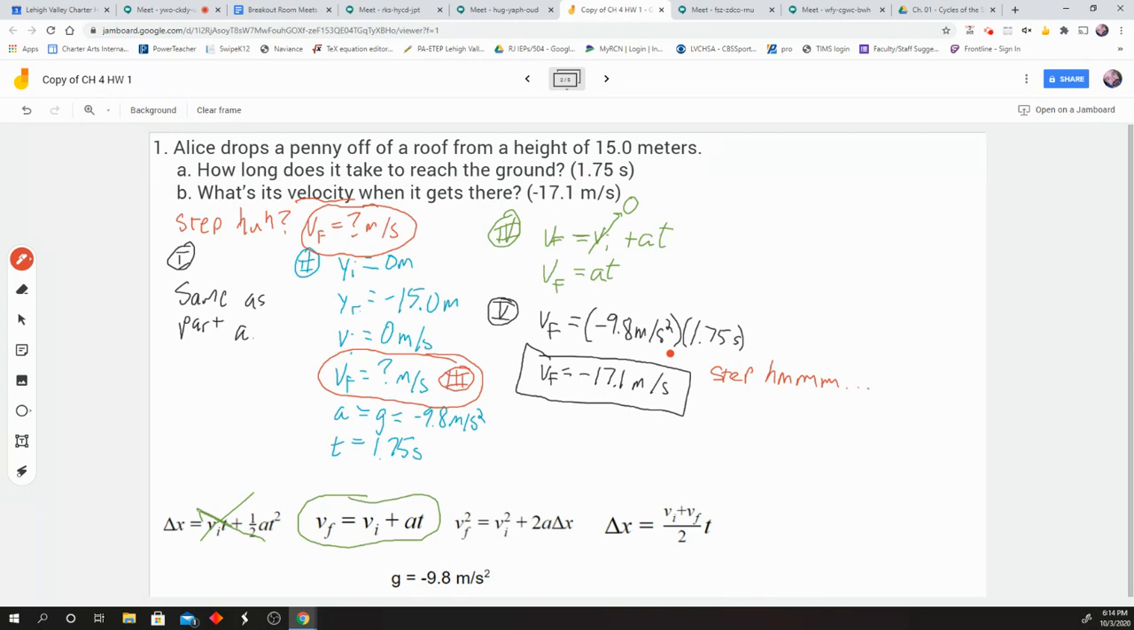Bloody cheetah. How fast is that in miles per hour? Well, 17.1 is about 17. If you double 17, you get 34. So that means this penny is going about 34 miles per hour. Does that make sense? Well, if you drop something off of a roof from 15 meters, which again is about 45 feet, that's fairly high. So if you drop it from that height, it does make sense that it could be going about 34 miles per hour. So this is a reasonable answer. So you give it a check.